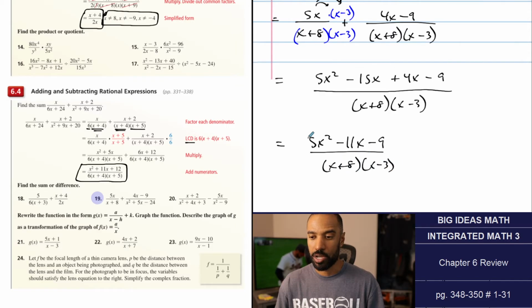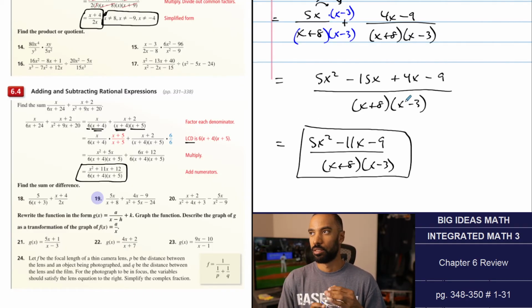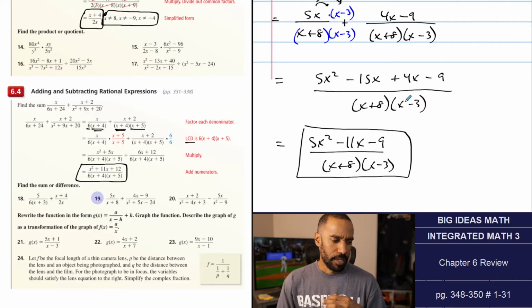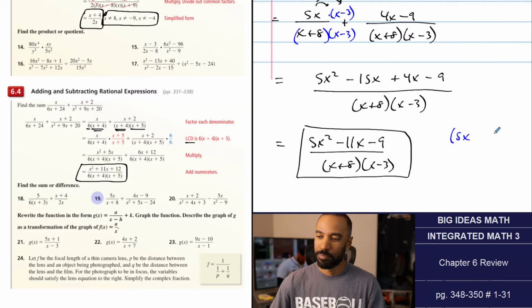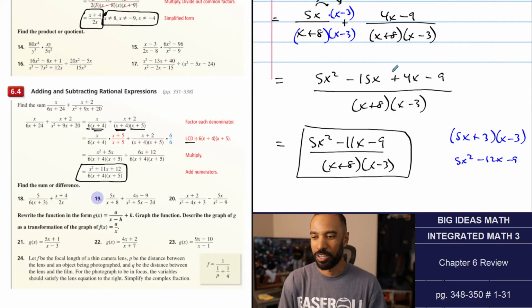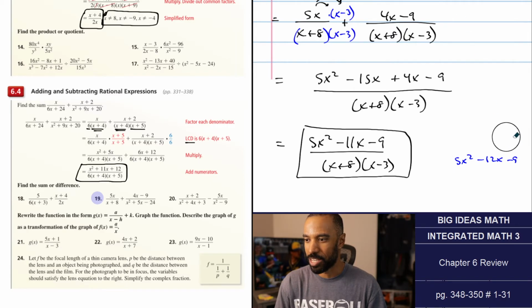When I combine things, I have 5x squared minus 11x minus 9 over this. And it's once again a question of, is the top factorable? I'm trying in my head. It could actually get close if, oh wait, listen, this is wrong, but if this was minus 3 plus 3, you know what we'd get? We get 5x squared minus 12x minus 9. That gets really close, but that's not quite the same thing. So because of that, it doesn't work.